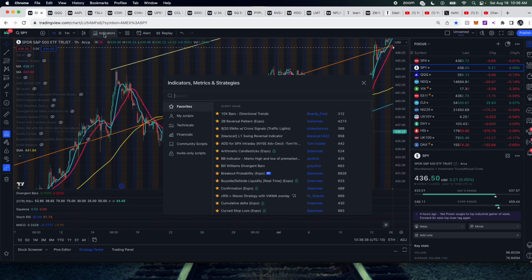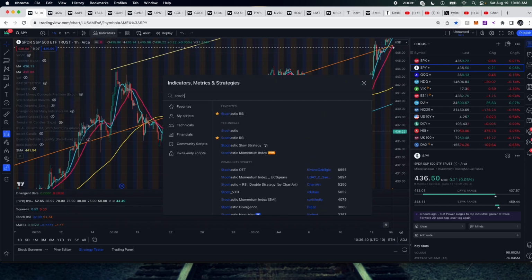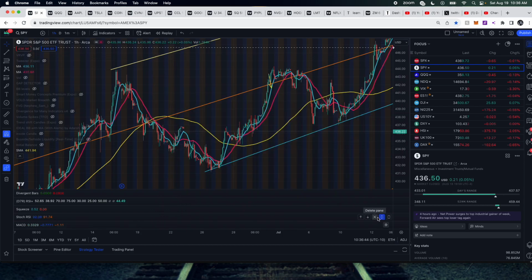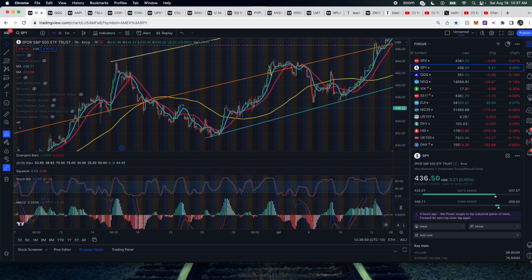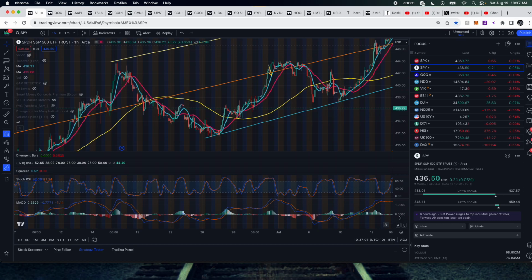How do you get that? You go to indicators, you write STO RSI. Like that. You pop that on. You're going to need that for momentum. Okay? It is the least lagging one. Again, it's the least lagging indicator. You'll also need MACD. Okay?